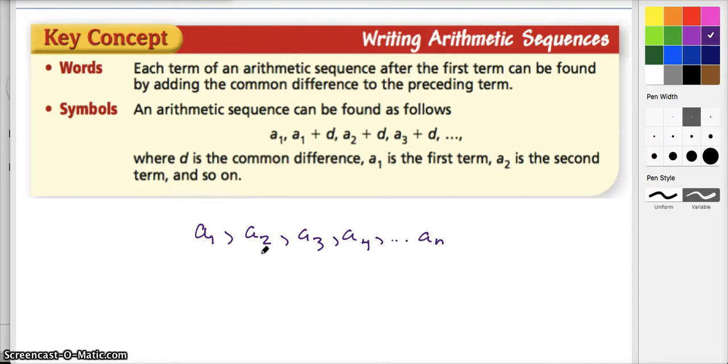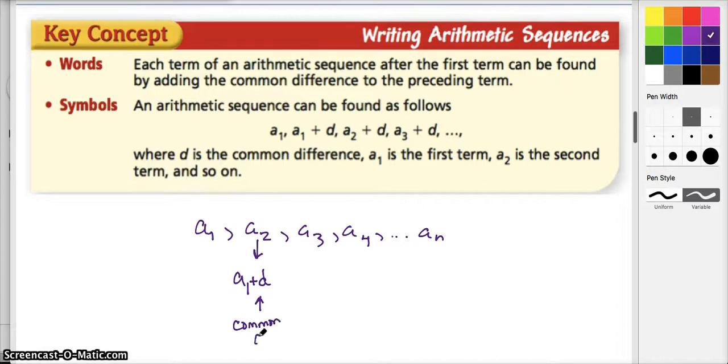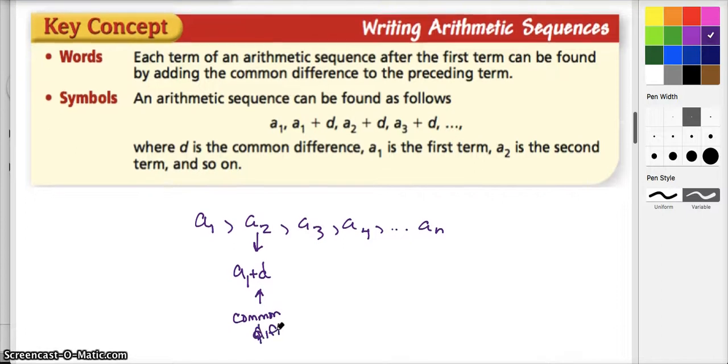So A1 is going to be what it is. A2 will be A1 plus D, where D is the common difference. Common difference, all right? So A2 is A1 plus D. A3 is A2 plus that same common difference. A4 will be A3 plus that same common difference.